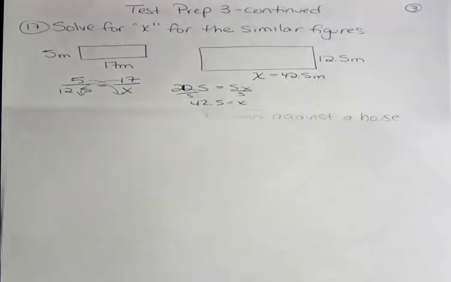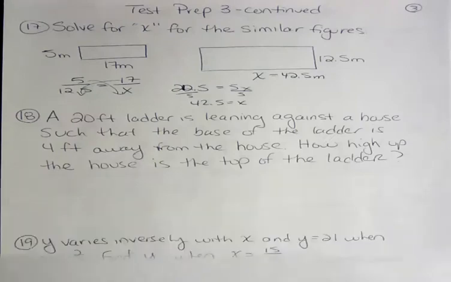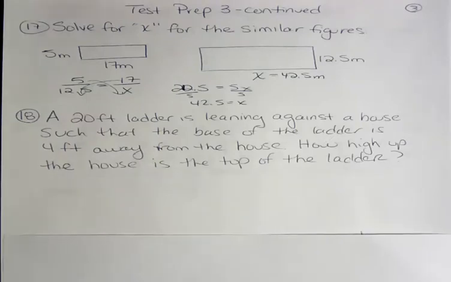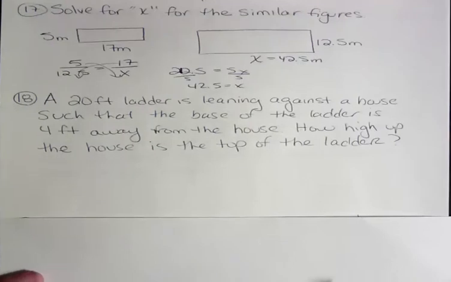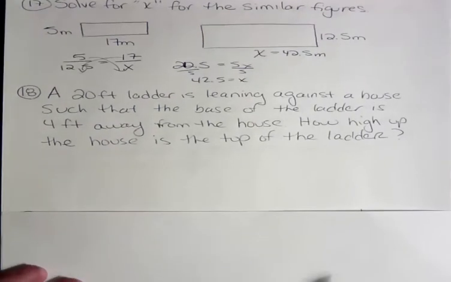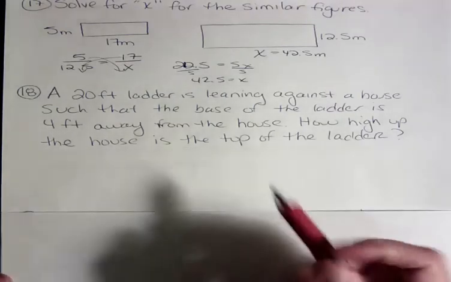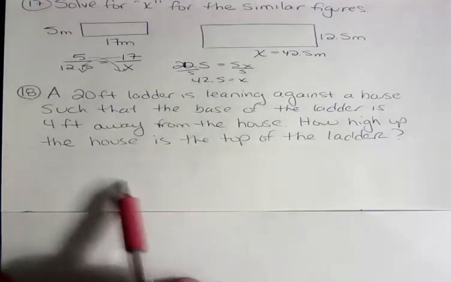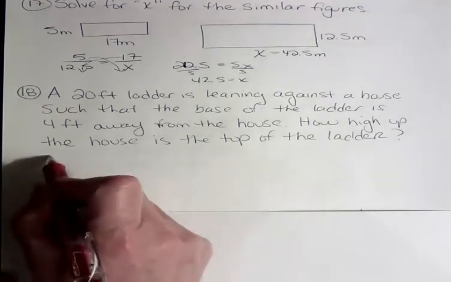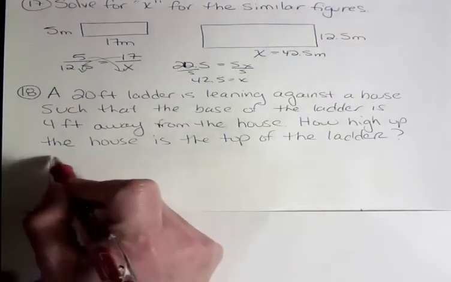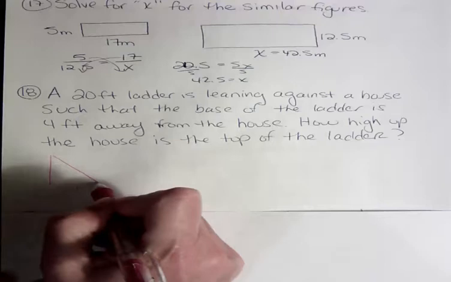Okay. Next one is a Pythagorean theorem word problem. A 20-foot ladder is leaned against a house such that the base of the ladder is 4 feet away from the house. How high up the house is the top of the ladder? So you want to draw a picture. Any one of these things could be missing. We could be asking about the distance from the house, the length of the ladder, or how high up the house.